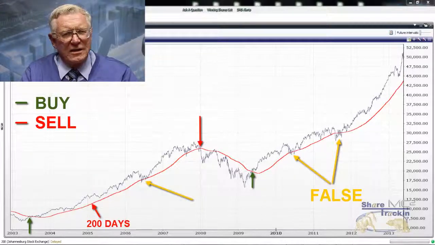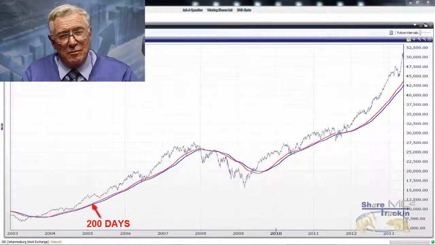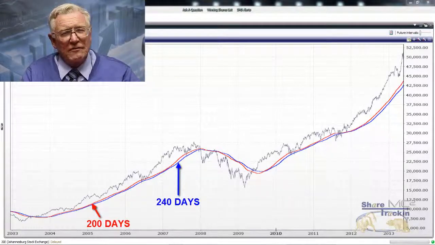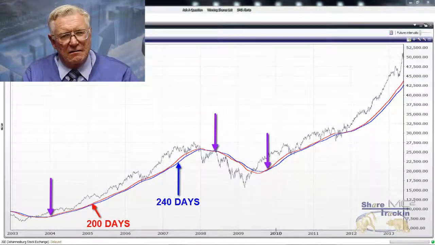Now, one of the ways to get around this is to put on a second moving average, like this one, which is in blue and is a 240-day moving average. And what we are looking for here is the crossover between these moving averages to give us a signal. And so you can see it gives us very good signals here and here and here, and ignores all these sideways markets and whiplashes.